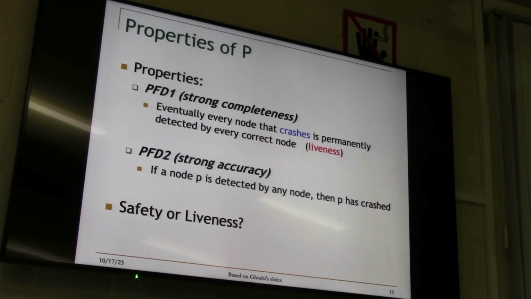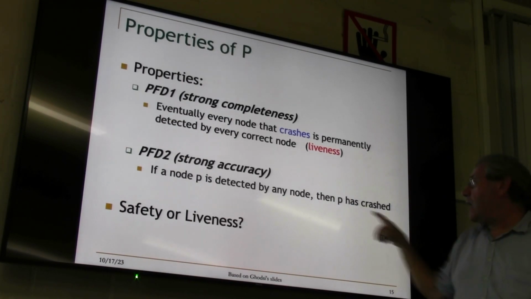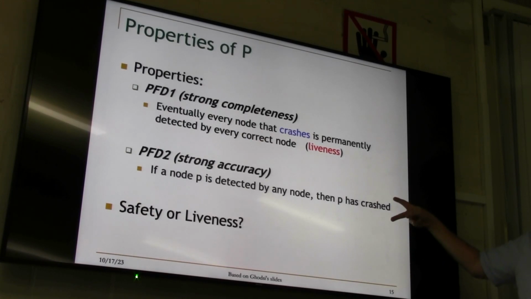Of course the other one has to be safety, if our specification is good. If a node is detected, then it has actually crashed. That's very easy to break. How do you break it?